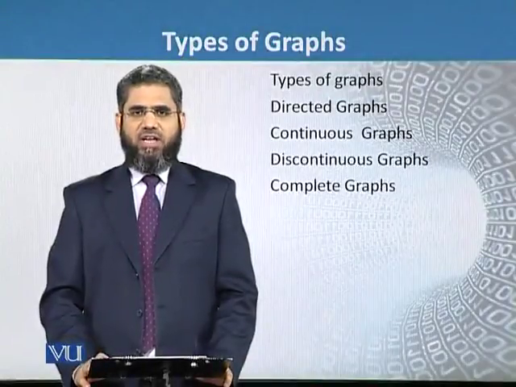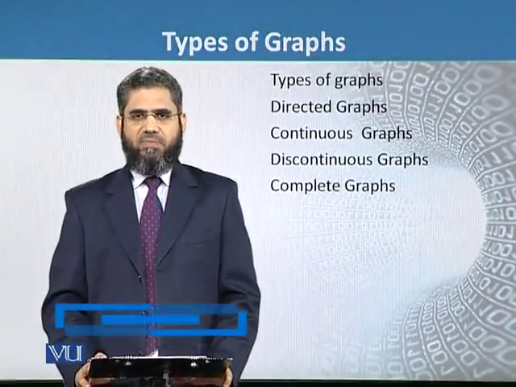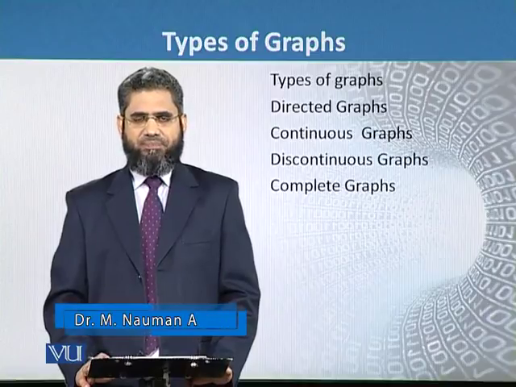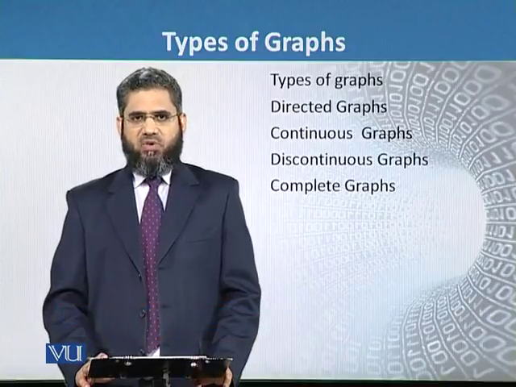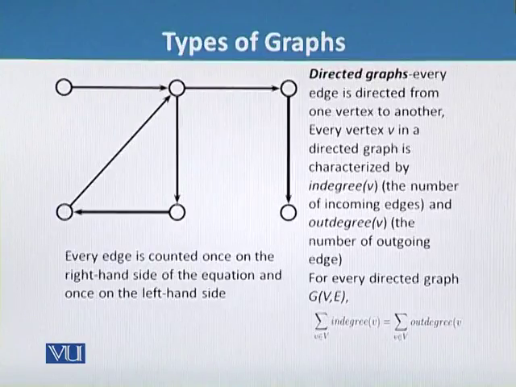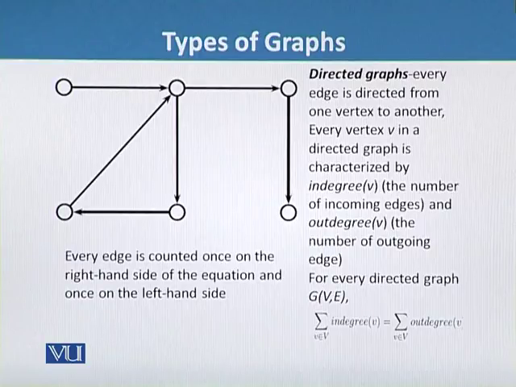Now we will see different types of graphs, and these types of graphs include the directed graph, connected graph, disconnected graph, and complete graphs. We will see the details of these types of graphs in the coming slides. So in the directed graph, many bioinformatics problems can be solved, and we can use directed graphs to solve different types of bioinformatics problems, in which every edge is directed from one vertex to another.